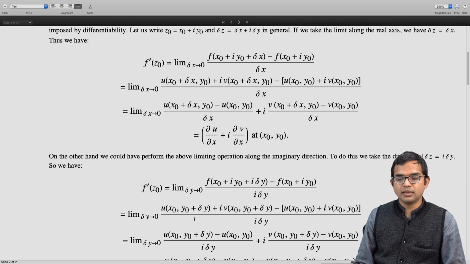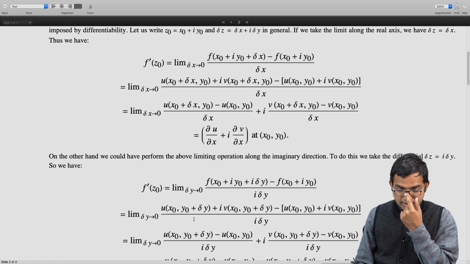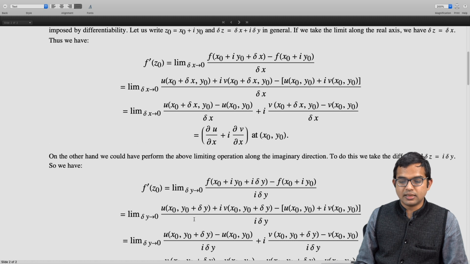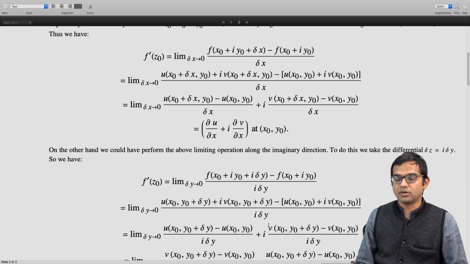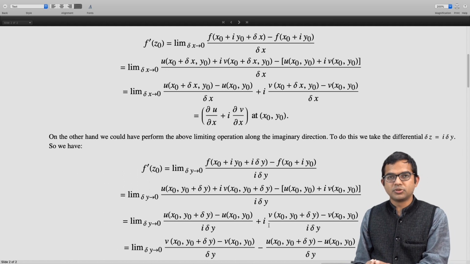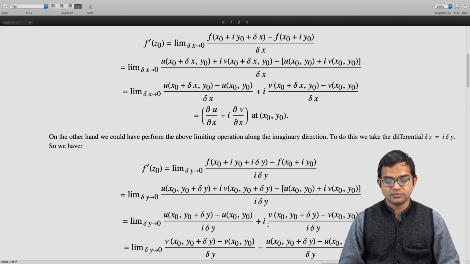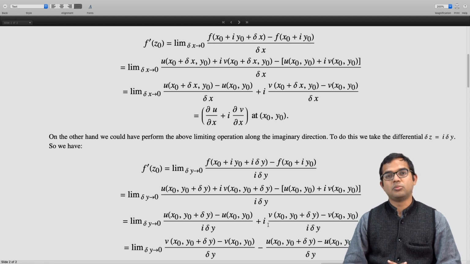So then again I separate out these two terms and write it in a suggestive form. So I have limit delta y going to 0 u of x naught comma y naught plus delta y minus u of x naught comma y naught divided by I times delta y plus I times v of x naught comma y naught plus delta y minus v of x naught comma y naught divided by I delta y. Now, it's convenient to put the second term first and the first term second. So now I have v of x naught comma y naught plus delta y.